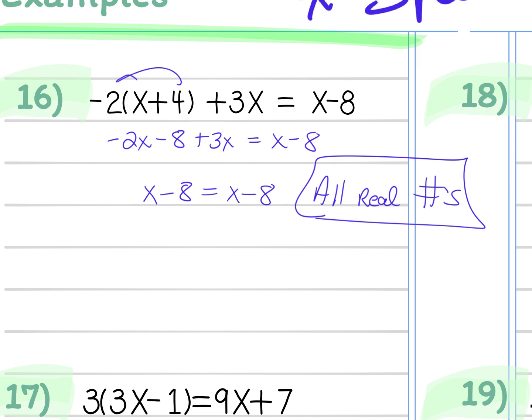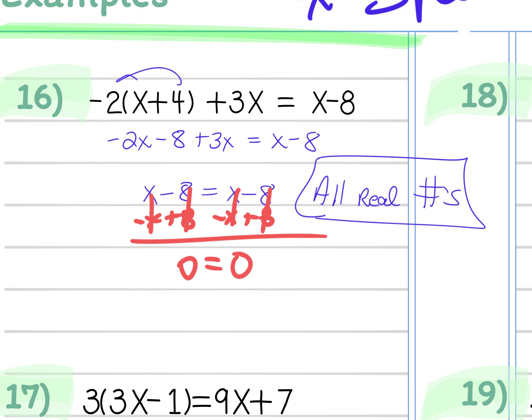Letters to one side, numbers to the other. I'm going to subtract x from both sides, and I'm going to add 8. All right, well, what's x minus x? 0. What's negative 8 plus 8? 0. So I have 0 on the left-hand side. What happens on the right-hand side? What's x minus x? 0. What's 8 minus 8? 0. If you come out with 0 equals 0, that's called infinitely many solutions. That means anything you plug in for x will make the left-hand side of the equation the same as the right. Does everybody understand that?